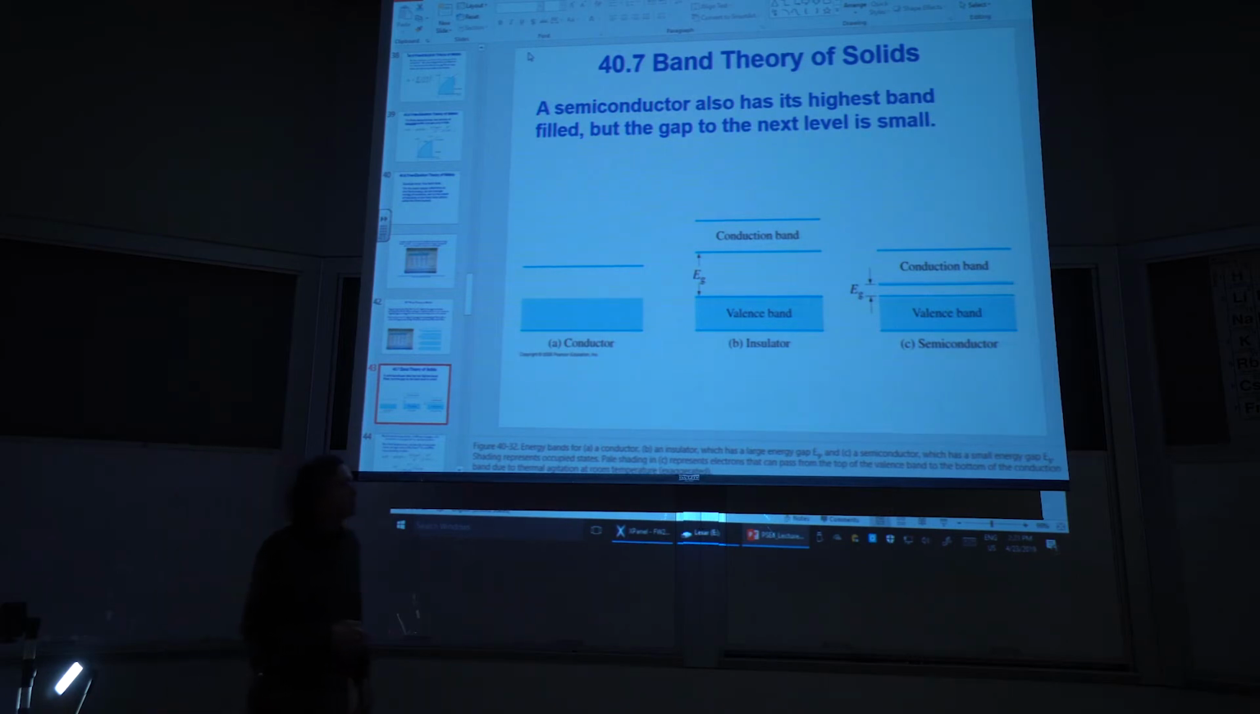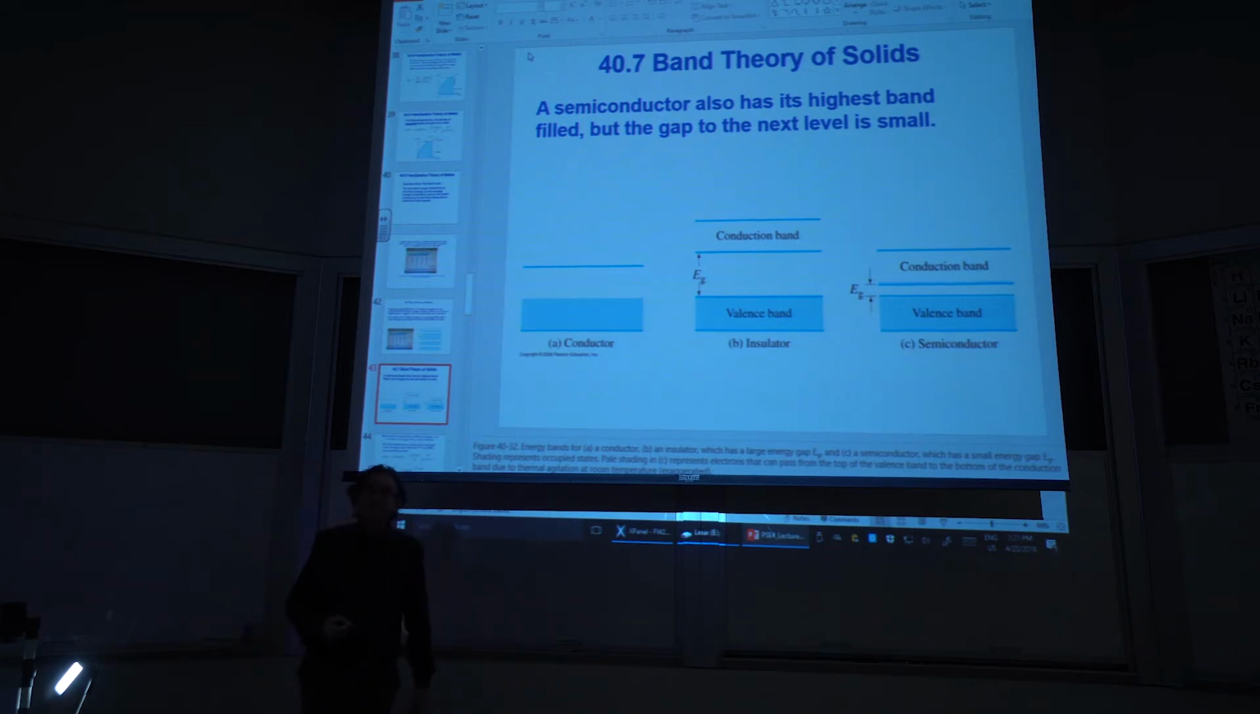Then we have the final point that we're trying to get to in the last part of the course, which is the third case, called a semiconductor. I guess there's a fourth one, which would be superconductivity, but we're not covering superconductors in this class.